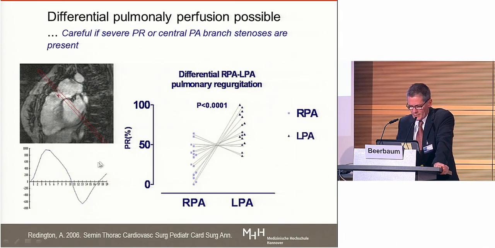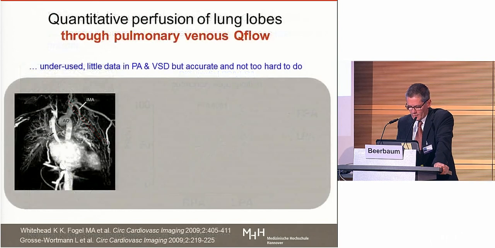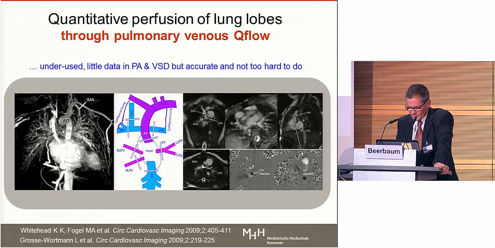So again, you've seen that slide before. Very important to know that you may have very different regurgitation through the branch pulmonary arteries in the case of chronic PR. So that's something you need to take into account also when looking into the differential perfusion if you use MRI and not scintigraphy. If you use flow to assess the pulmonary perfusion, there's one more thing you could do.